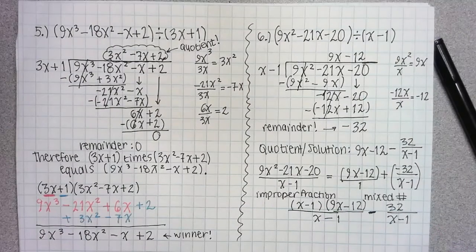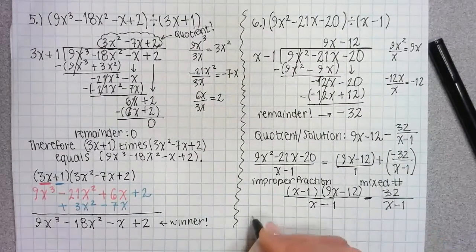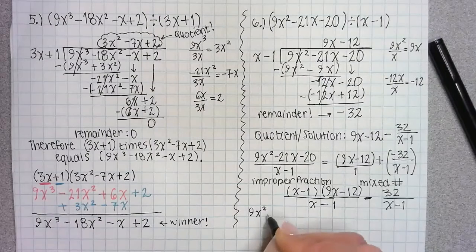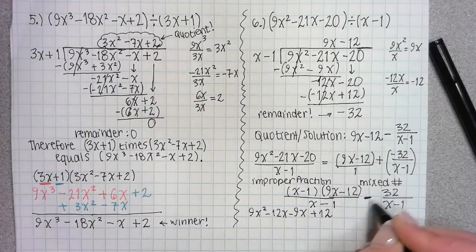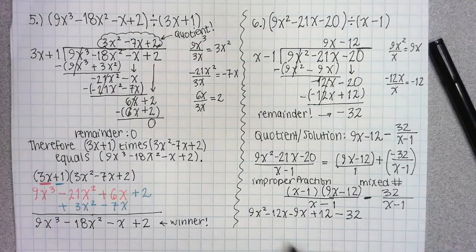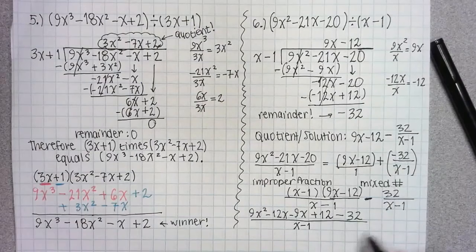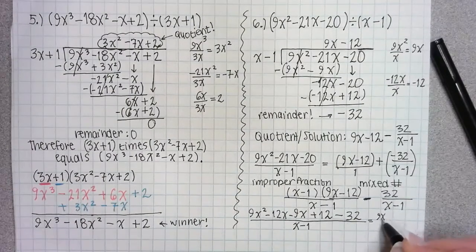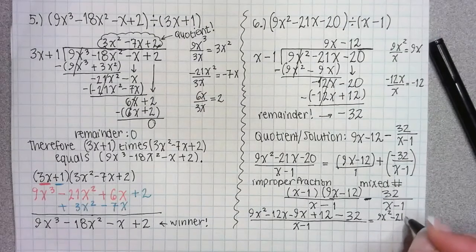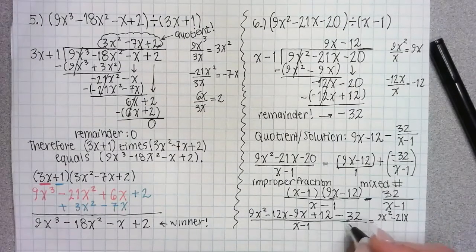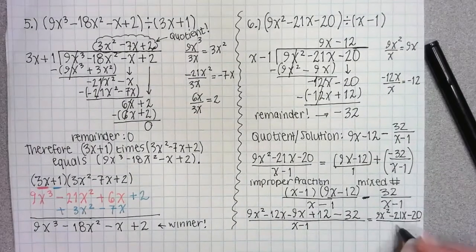How do you multiply a binomial by another binomial? Many of you might say you FOIL, or we could just say use the distributive property. So if I distribute all this, I get 9x squared minus 12x minus 9x plus 12. Then this all has a common denominator, so this can all go together. So minus 32 all over x minus 1. Combine some like terms up here, and what do we get? We get 9x squared, minus 12 and minus 9 is negative 21, plus 12 and minus 32 is minus 20, still over x minus 1.